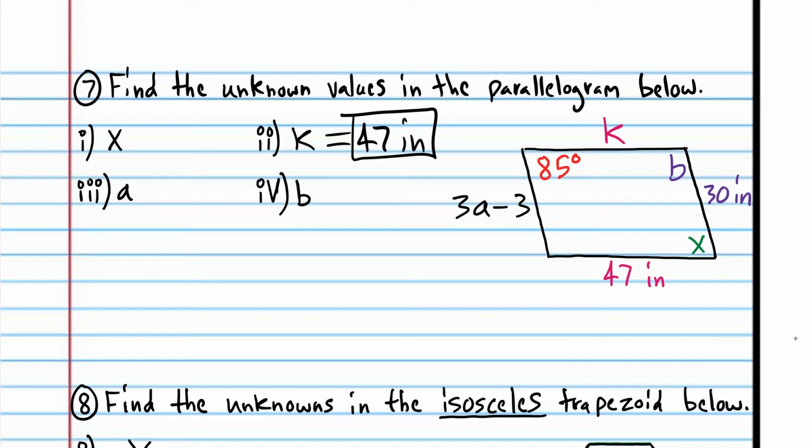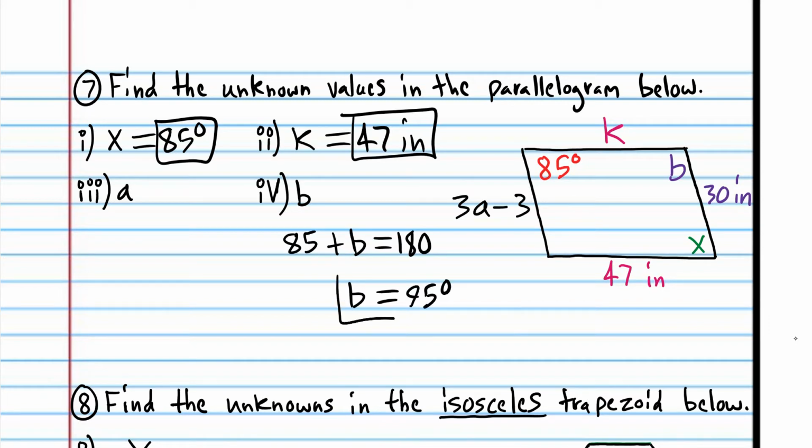And we also have a theorem that says that opposite angles are always congruent. So if that angle is 85, then that means x must be 85 degrees. And we have another theorem that says that consecutive angles, angles next to each other, are supplementary. So if we know that x is 85, and by the way, we could use these two angles also. We know that this angle is 85, so 85 degrees plus b must be equal to 180. That's what it means to be supplementary. So then subtract 85 from both sides of the equation, and we get 95 degrees. So b must be 95 degrees.